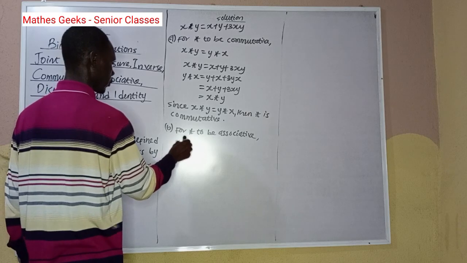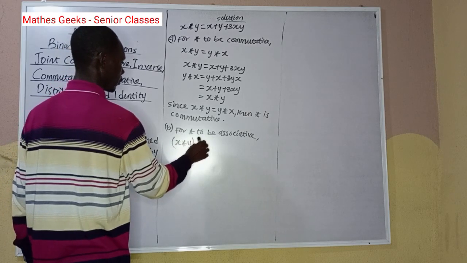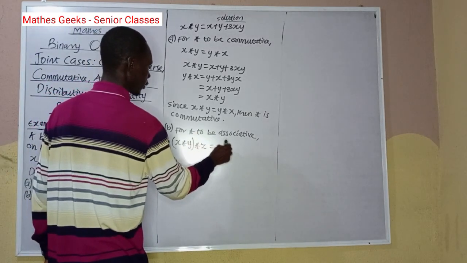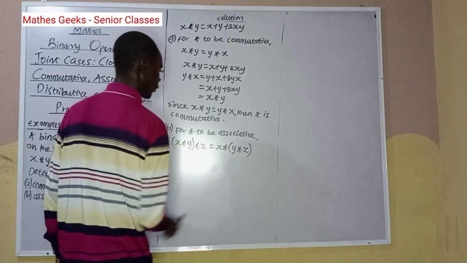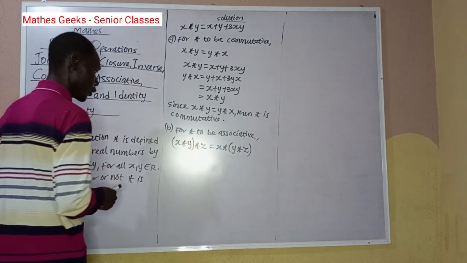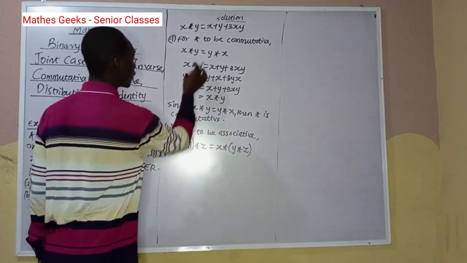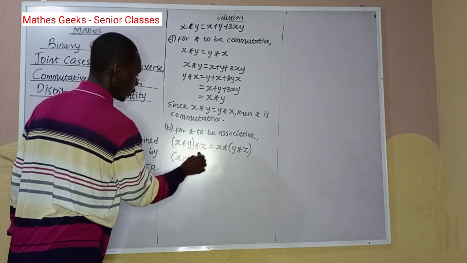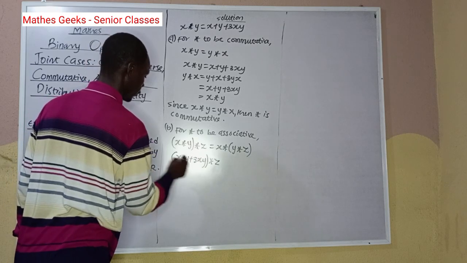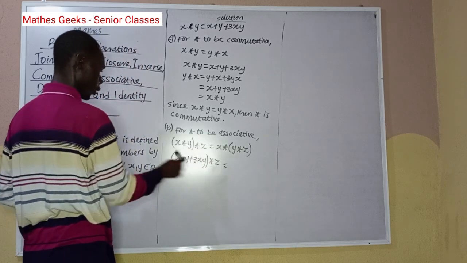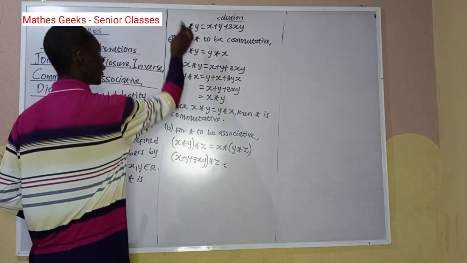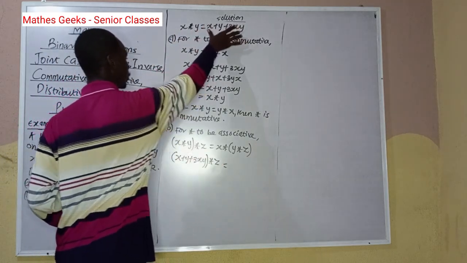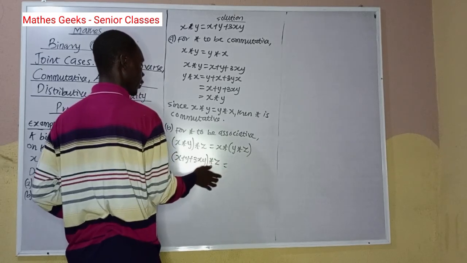x star y star z, where x, y, z are numbers of the set R, must be equal to x star y star z. So let's work on this part first of all. Remember that x star y is x plus y plus 3xy. So x star y star z: everything inside this bracket is x from the general rule, and then y is z. So we are going to use this to prove that star is either associative or not associative.